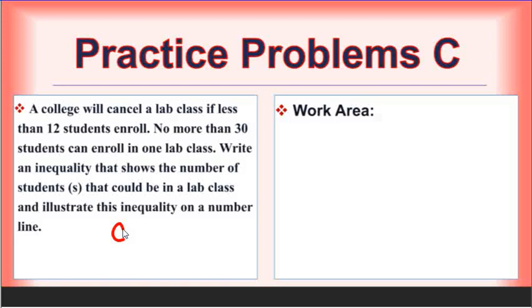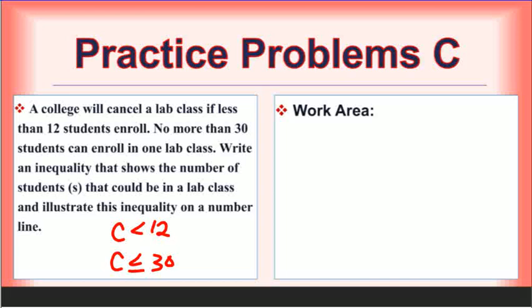It says it will cancel it if there's less than 12. So if there is less than 12, they will cancel it. And it can be no more than 30. So I'll have C. No more than means compared to 30, it cannot be more than that, but it can equal 30. So now I have two inequalities. I have to determine, do they have anything in common, or do they have nothing in common?